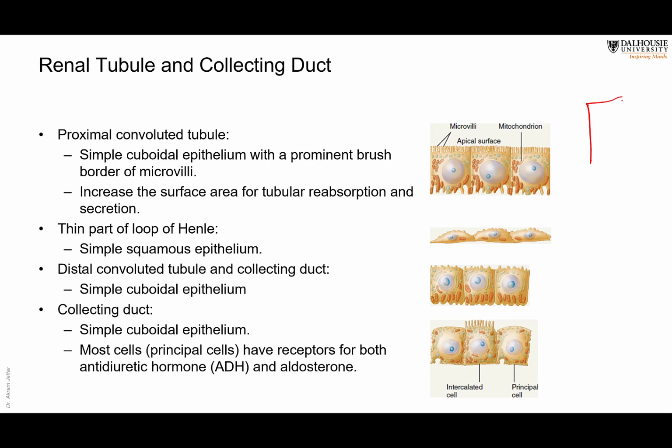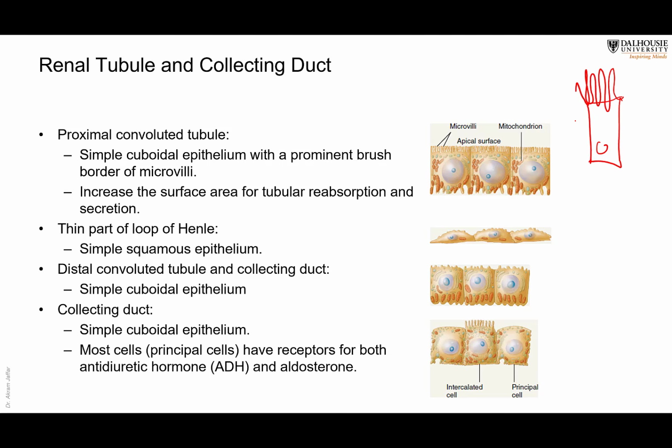This is the cell, the apical surface of the cell, and you will have microvilli. Remember the enterocytes in the small intestine, which have microvilli, which create the brush border? It's the same situation here. They have a lot of microvilli and a brush border. This is not seen in the distal convoluted tubule.